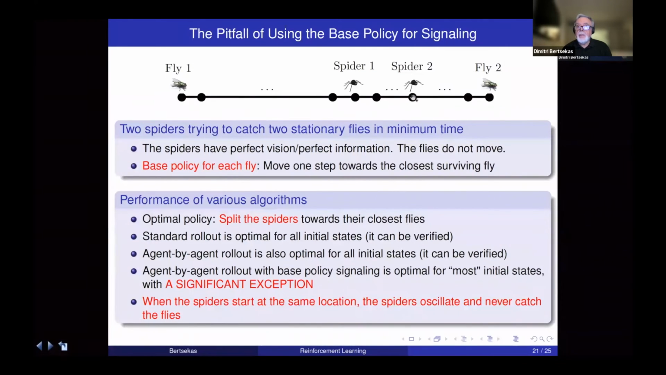In particular, if both of them start in this location, rollout with base policy for signaling is going to move in the wrong direction. It's going to take us all the way to the left, up to the point where we reach the middle. And at that point, we reverse course and then go back and forth like that. If you wish, you can try to write a little software program to test this behavior. That would be a good exercise if you prefer that to analysis, but you can see this from analysis as well.